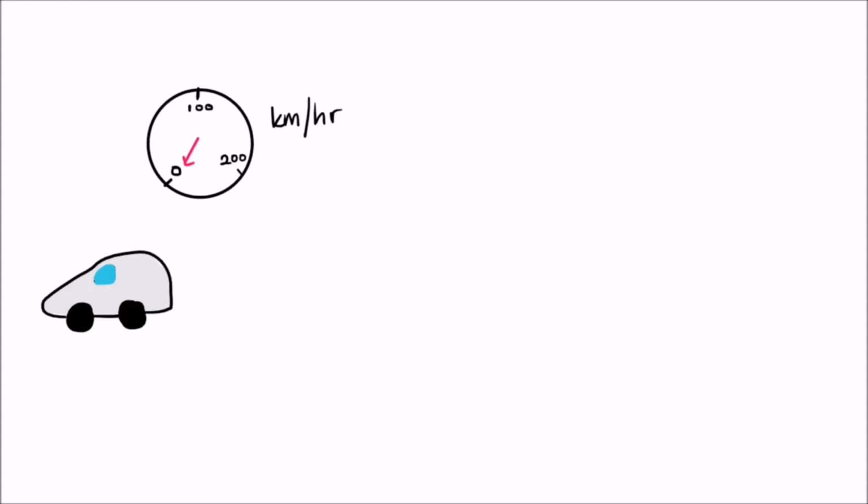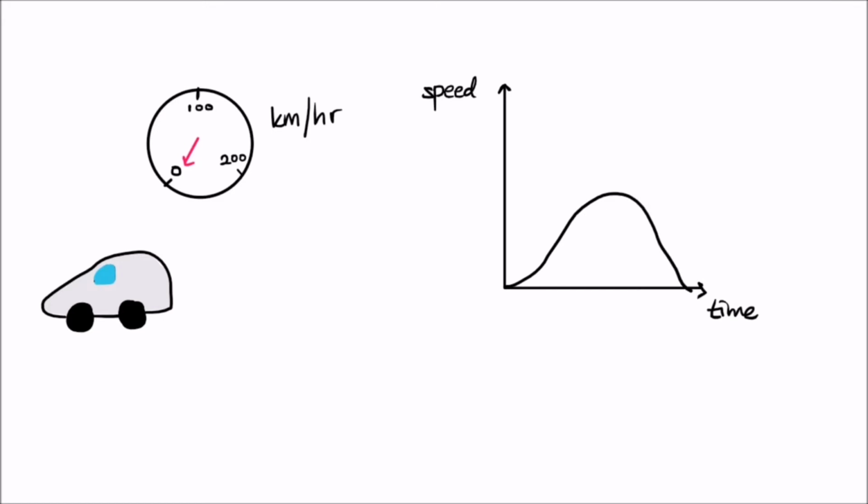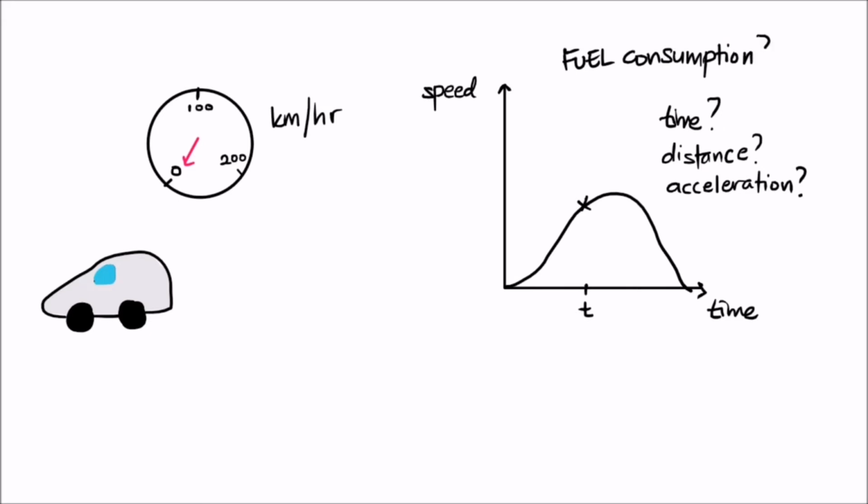If I can draw my speed on a graph, it might look something like this. Now with this information, can I know my speed at this point of time? Or my distance? Or my acceleration? Or if you have more information, you can ask how much fuel I'm using.